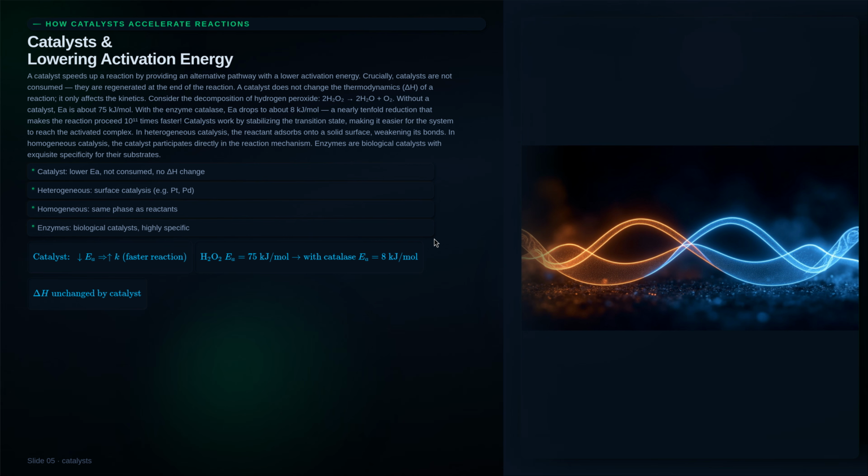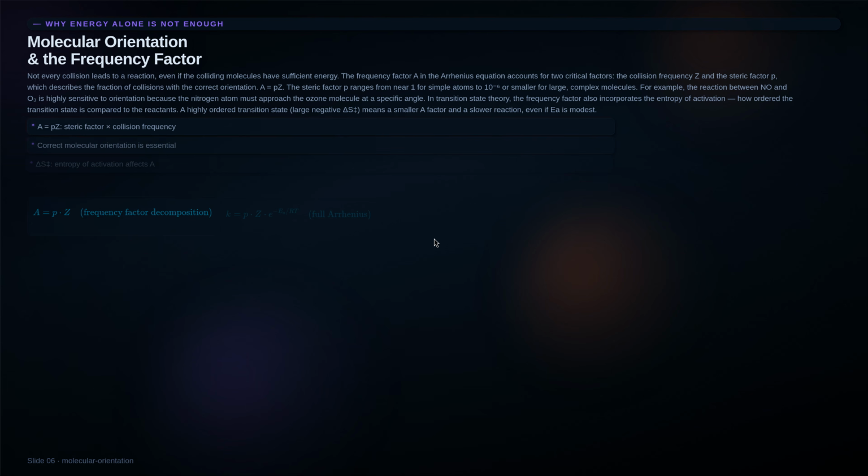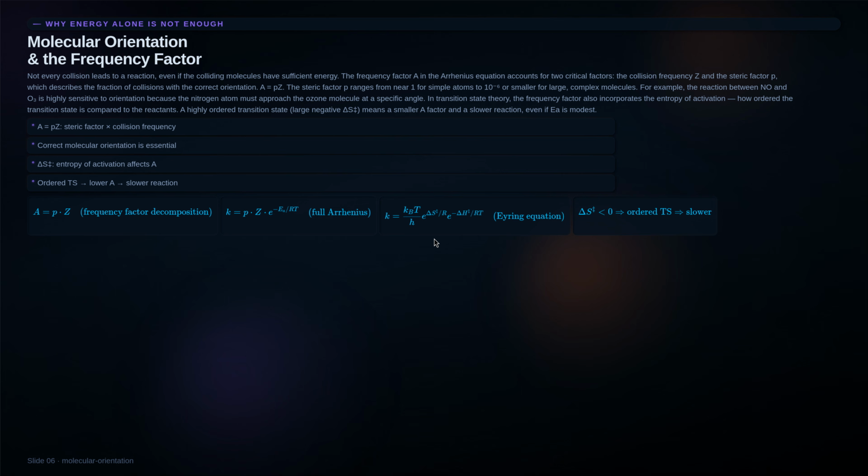Enzymes are biological catalysts with exquisite specificity for their substrates. Not every collision leads to a reaction, even if the colliding molecules have sufficient energy. The frequency factor A in the Arrhenius equation accounts for two critical factors: the collision frequency Z and the steric factor P, which describes the fraction of collisions with the correct orientation.